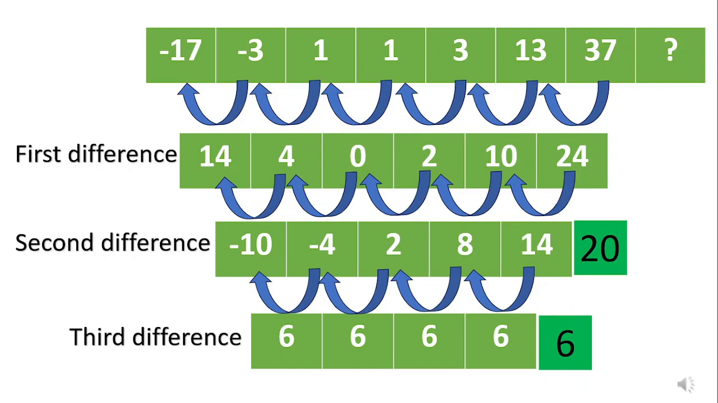The last second difference is 20. So the next number in the first difference series is 24 plus 20, which comes out to be 44. And finally, our missing number will come out to be 37 plus the last value of the first difference, which is 44. 37 plus 44 equals 81, which is our answer.